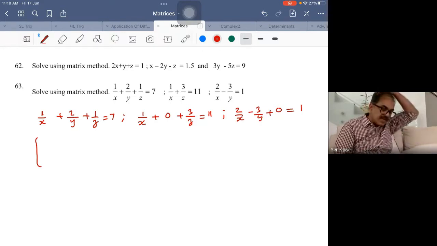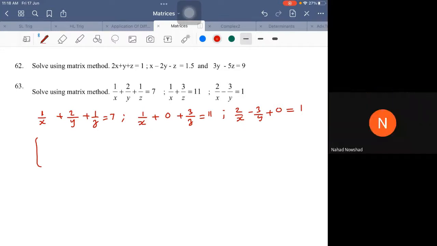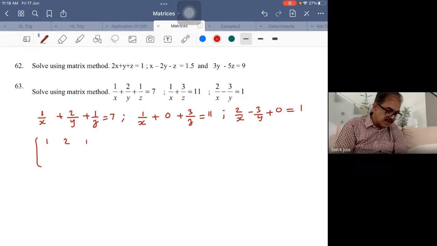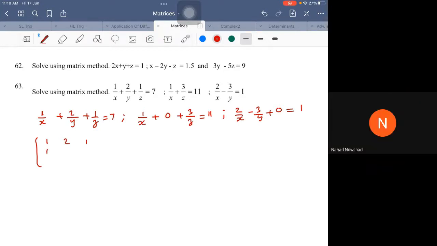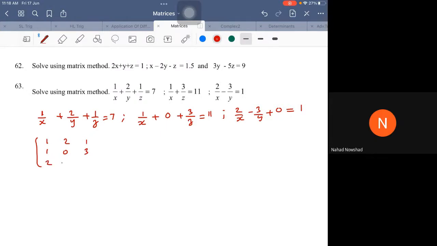Nahat, can you tell me the coefficients from the first equation? Yes, sir. It is 1, 2, 1. From the second equation? 1, 0, 3. Third equation? 2, minus 3, 0.